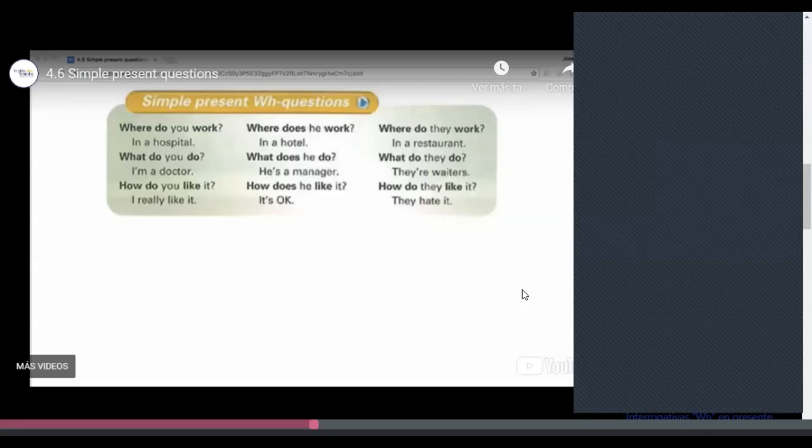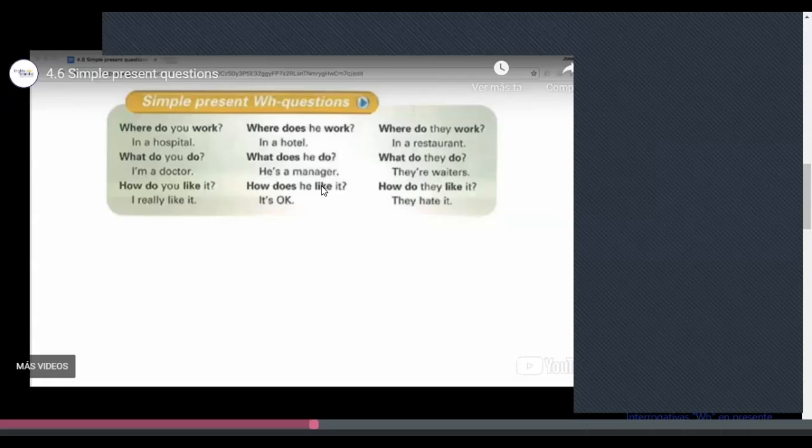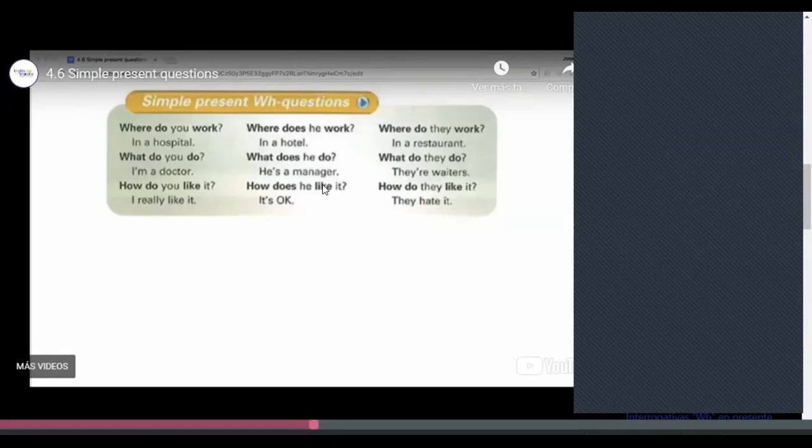And how does he like it? How does he like it? ¿Cómo que tanto creen que le gusta a él? I know. No, ahí no sería I. Estamos hablando de Mark Anthony. ¿Cuál es el sujeto? He likes. He. Estamos hablando de él. Mark Anthony es un caballero. He. El sujeto es he. He loves it. He likes it. Right? Acá ya sería en plural. Where do they work? What do they do? Ya estamos hablando en plural. All right?